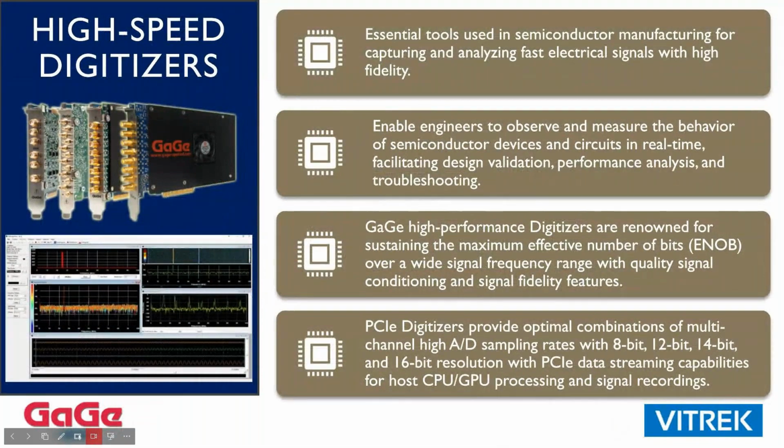So our GaGe brand is known for our high-speed digitizers that can capture and digitize high-frequency signals with high resolution and accuracy. In semiconductor manufacturing, they're basically essential tools for capturing and analyzing fast electrical signals with high fidelity. They enable engineers to observe and measure the behavior of devices and circuits in real time, and that provides valuable insights for design validation, performance analysis, and troubleshooting.